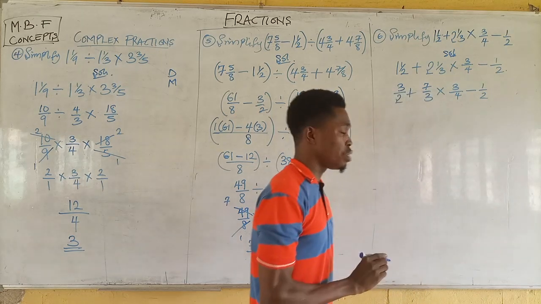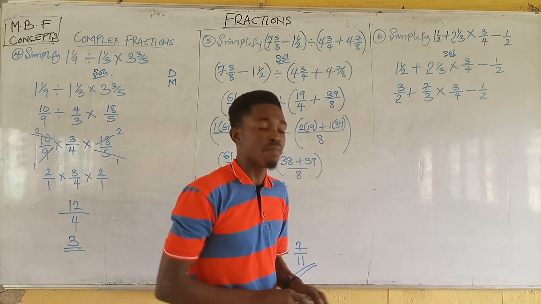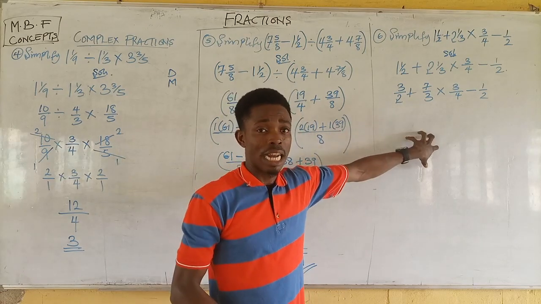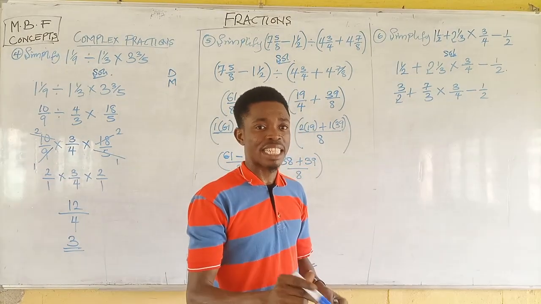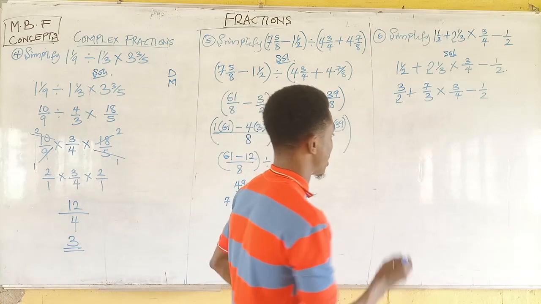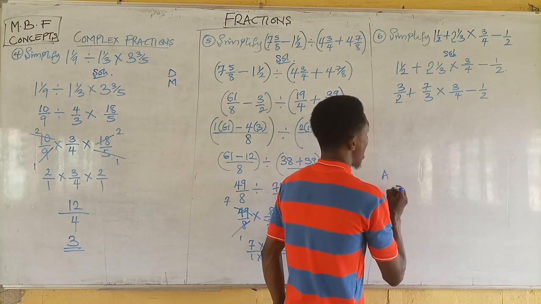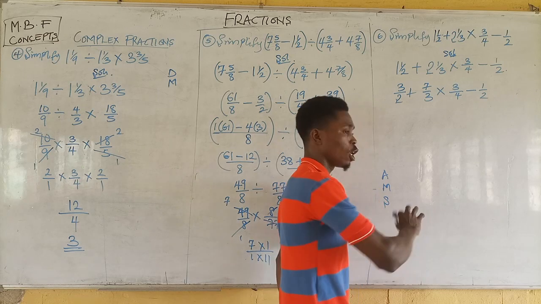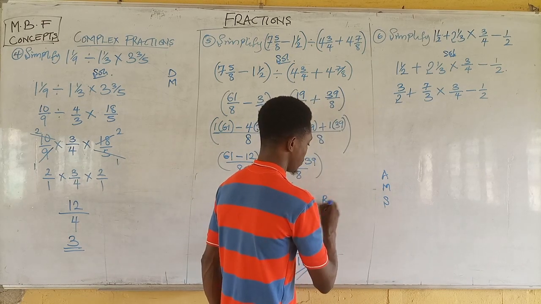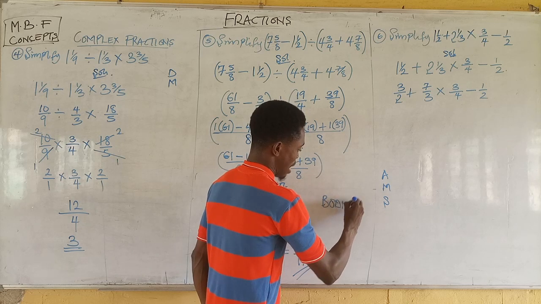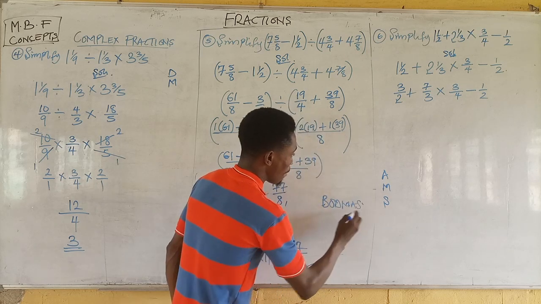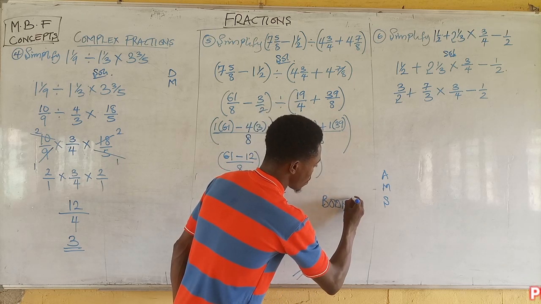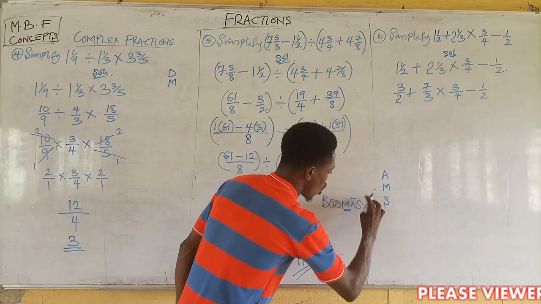Guys, what's the next thing you do here? The next thing you do here is to identify the BODMAS characters that are here. And what are the BODMAS characters that are here? I have addition, I have multiplication, and I have subtraction. Guys, in the law of BODMAS, this is our BODMAS. Now, multiplication comes before addition, and addition comes before subtraction.